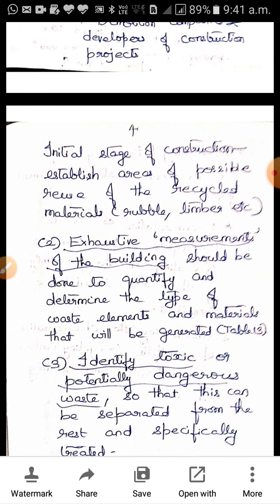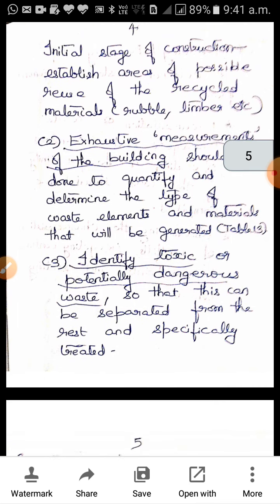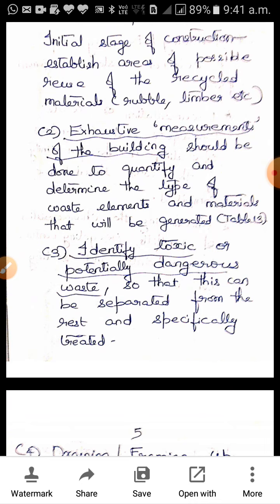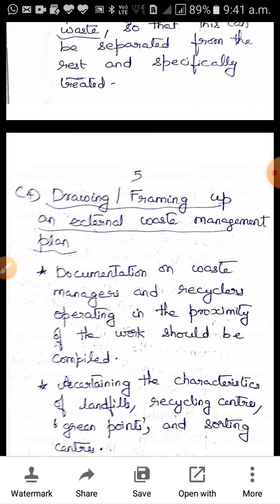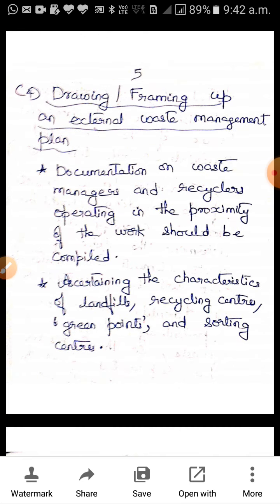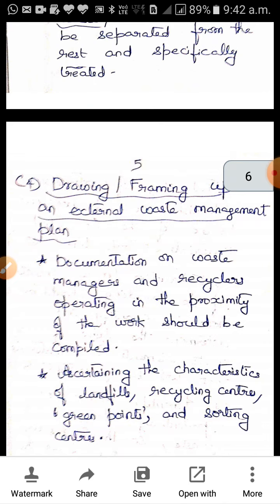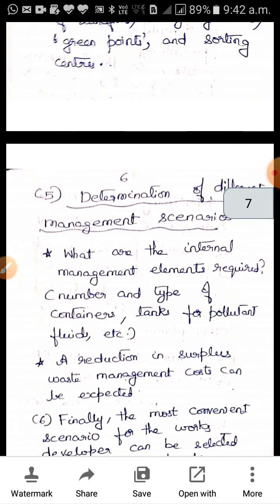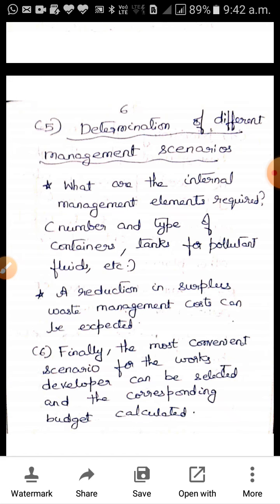Second, exhaustive measurements of the building should be done to determine the quantity and type of waste materials that can be generated. Then you have to identify the toxic or potentially dangerous waste so that it can be separated and treated. Then you have to frame an external waste management plan. You have to document who the waste managers and recyclers operating in the proximity of the work are. And after ascertaining the statistics of landfills, recycling centers, green points and sorting centers, you can finalize the external waste management plan.